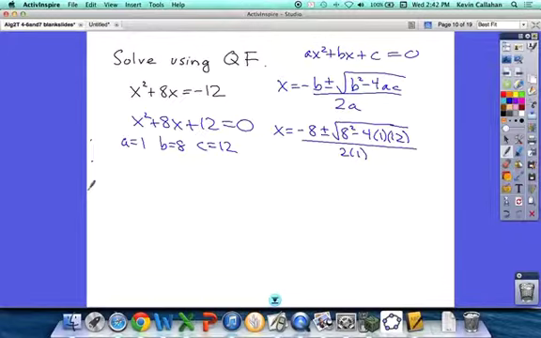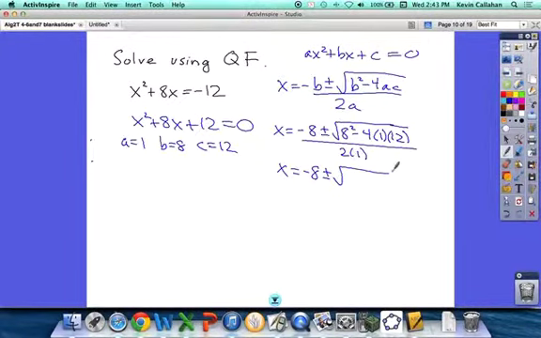Okay, now remember that 2a is not inside of the square root, and it's underneath both terms. That's what we always say when you say the quadratic formula. You always say all over 2a, meaning this whole thing is over the 2a. Now you have to simplify. X equals negative 8 plus or minus the square root.